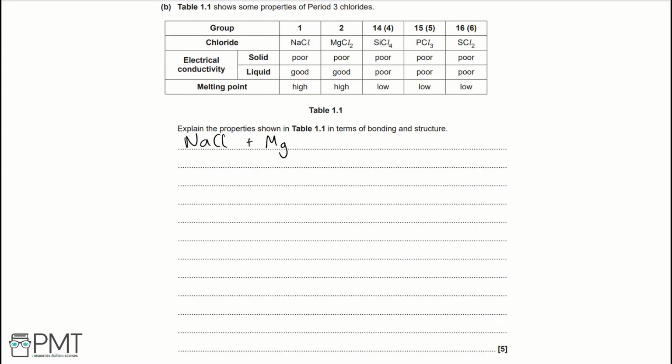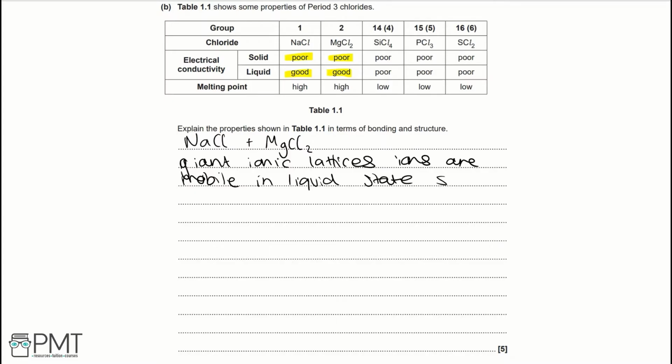Firstly, we're going to talk about the properties of NaCl and MgCl2. The first thing we need to comment on is the type of bonding. These are giant ionic lattices. Then we're going to talk about the electrical conductivity, and notice that it goes from poor to good when it goes from solid to liquid. And that is because the ions are mobile in liquid states and not in solid states. So they can carry an electrical charge in liquid states but not solid. And that is why they are better electrical conductors when they are liquid.